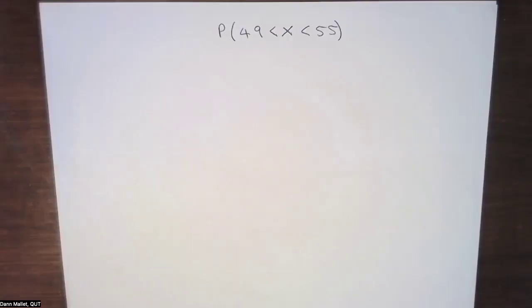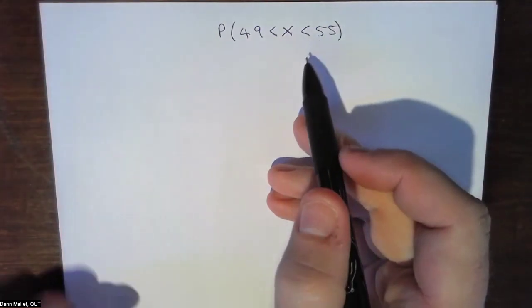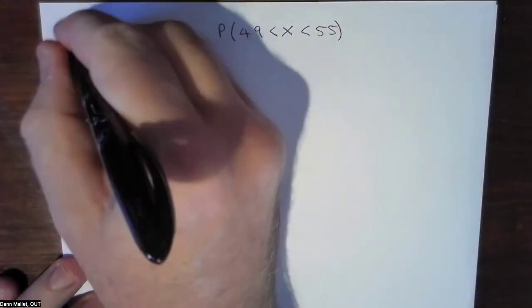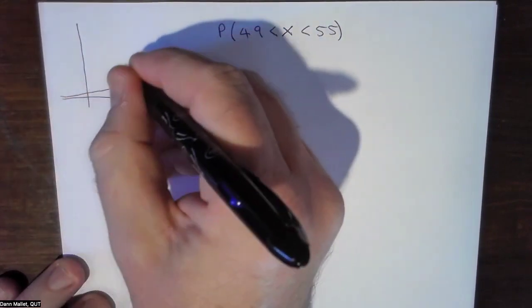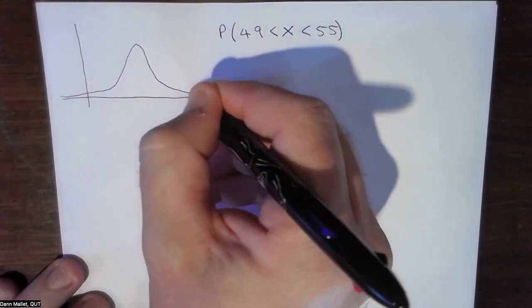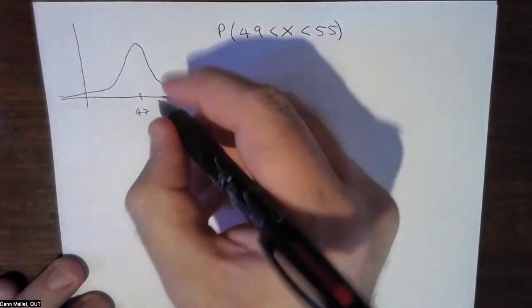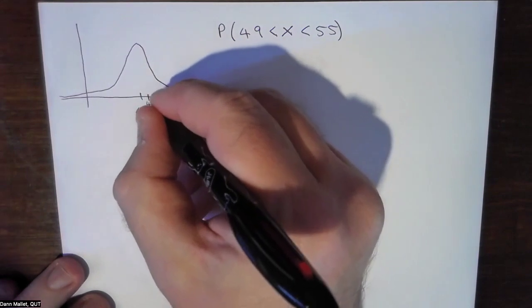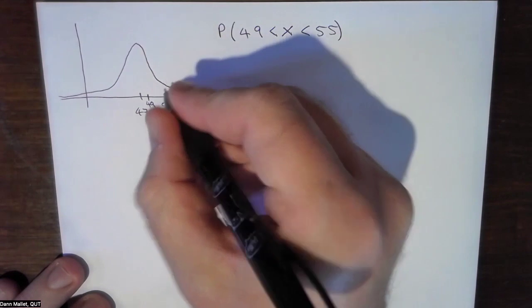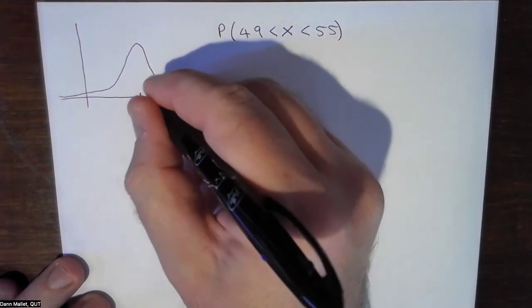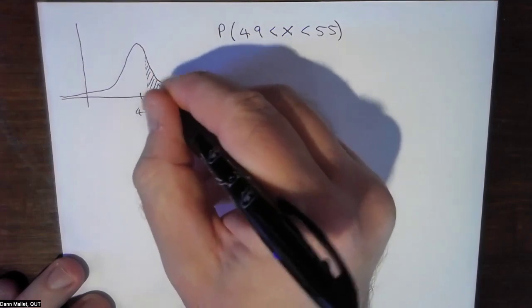Part D of the problem asks us to find the probability that x is between 49 and 55. As usual, let's take a look at a quick sketch of the situation. Again, with a mean of 47, we're looking for x between 49, just slightly higher than the mean, and 55, a bit further along. So it's something like the area that I'm shading now.